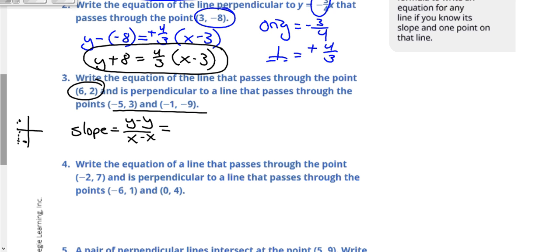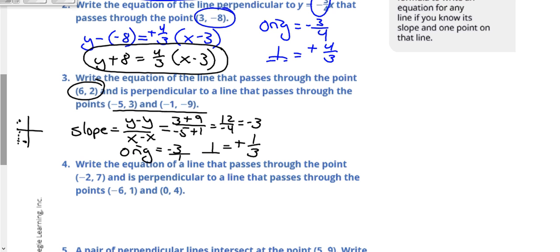So we just have to subtract our y's. So we have 3 minus a negative 9, which is like 3 plus 9. Negative 5 minus a negative 1, which is negative 5 plus 1. So we have 12 over negative 4, which is negative 3. Now that's our original slope. So that means the perpendicular slope, if the original is negative, the perpendicular is going to be positive. And this technically is negative 3 over 1, so it's going to be 1 over 3 to do the reciprocal.